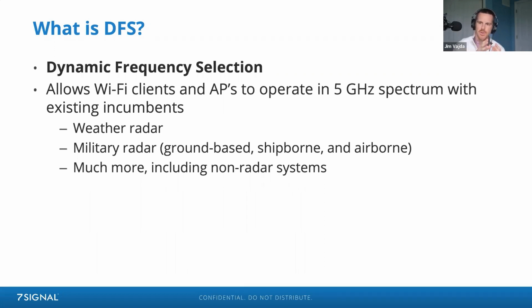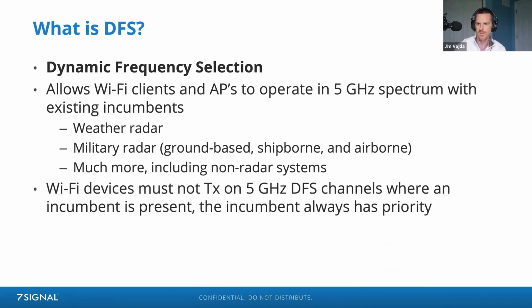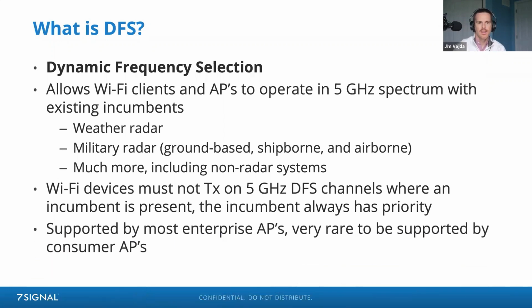Some of those are, the most common one we talk about is weather radar, but you also have other users, particularly in the U.S. with military and other users as well. So we're not allowed to transmit on 5 gigahertz DFS channels if an incumbent is there. The incumbent always has priority. And this is a feature that's supported commonly among enterprise access points to take advantage of that spectrum.